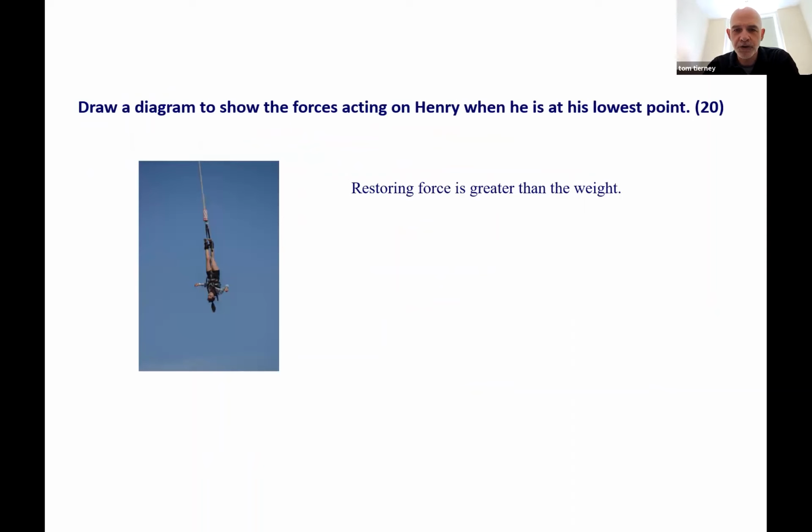Draw a diagram to show the forces acting on Henry when he's at his lowest point. So weight is pulling him down and the restoring force of the spring is pulling him up. And if he's at his very lowest point, he's about to accelerate upwards. So the restoring force will be the larger.